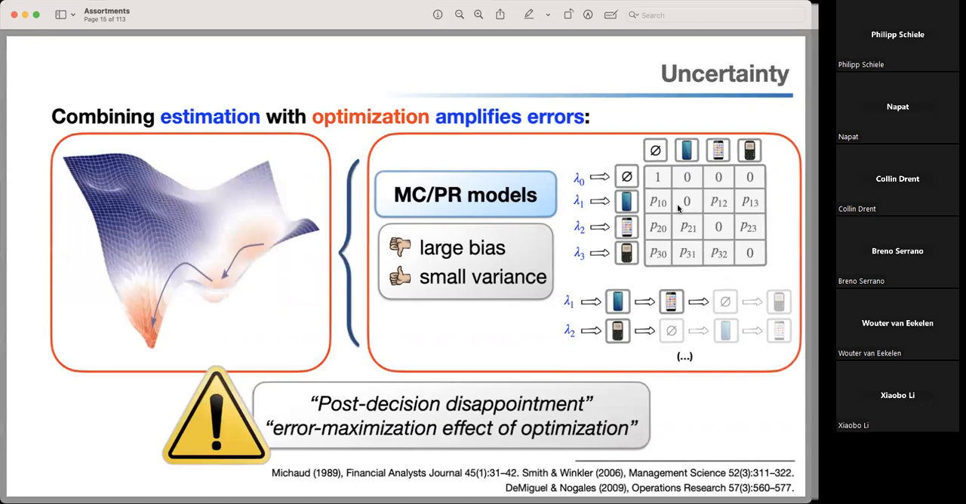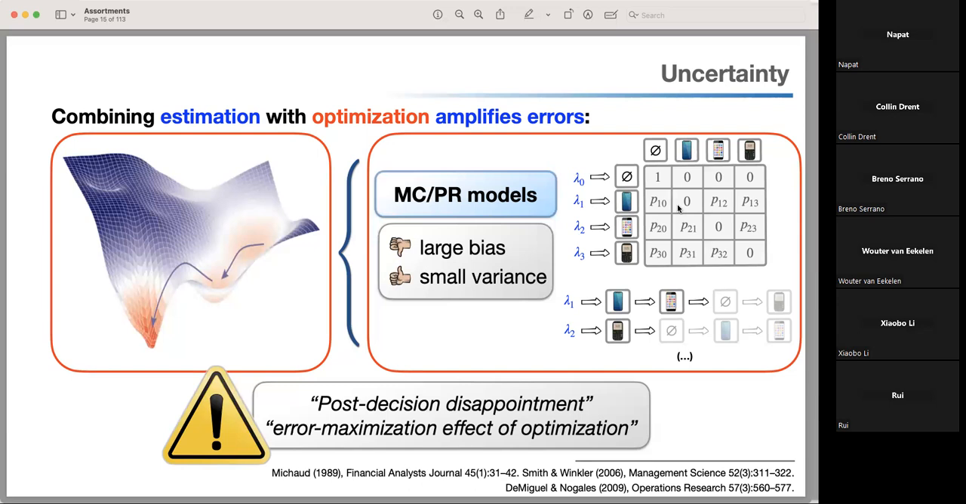It turns out that when we combine estimation with optimization, the situation gets in some sense worse. Even if we are able to get an unbiased estimate of the choice model of our customers' behavior, if we plug this unbiased estimate into an optimization model, we typically end up with an assortment that is optimistically biased. So we end up with an estimate of the expected profits that is too large. And that leads to post-decision disappointment. That has also been studied in finance under the name error maximization effect of optimization.